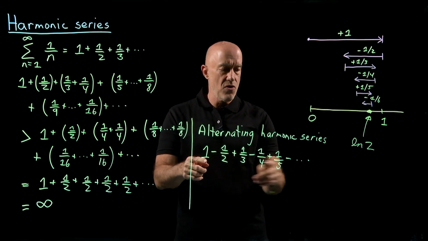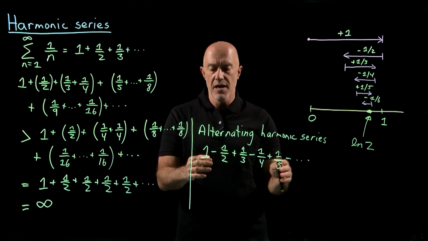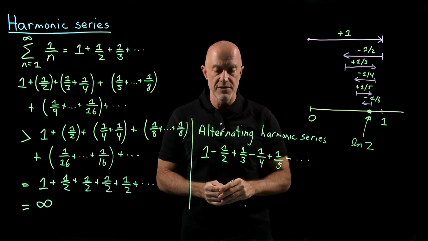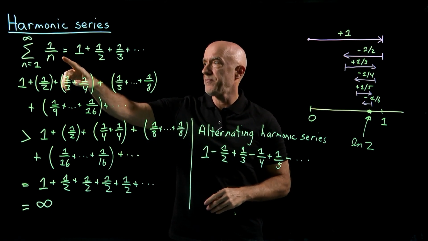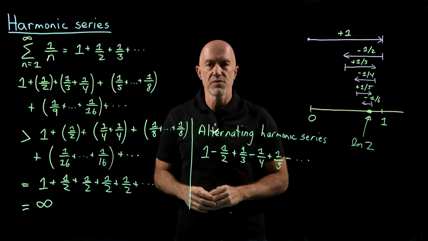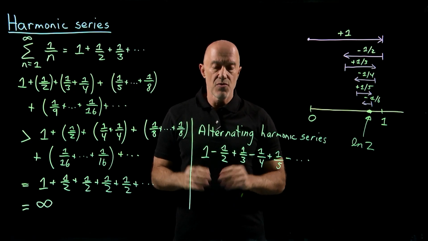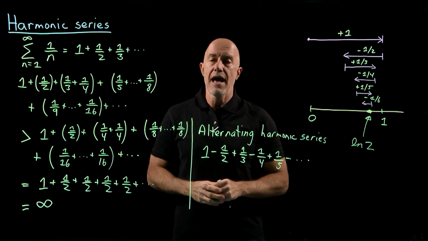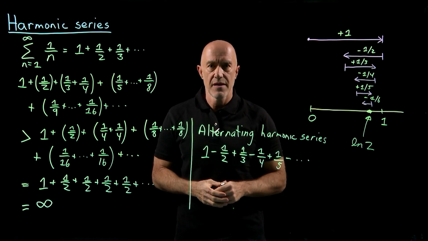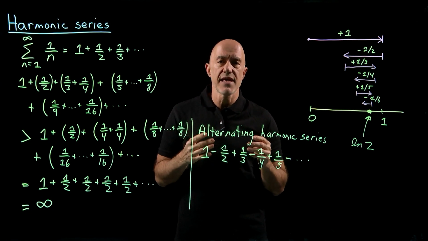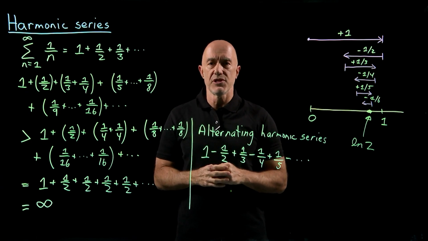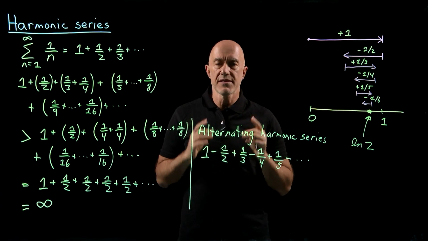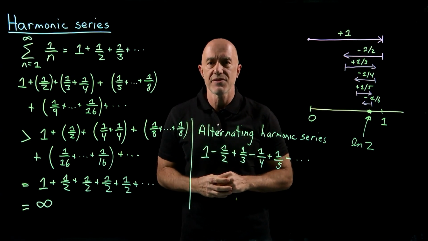So if we look at the alternating harmonic series, if we took the absolute value of each term in this series, then we get the harmonic series, which we know diverges. So we say that the alternating harmonic series is not absolutely convergent. It turns out that series that are absolutely convergent have very nice convergence properties, and we'll be discussing that a little bit later in this course.